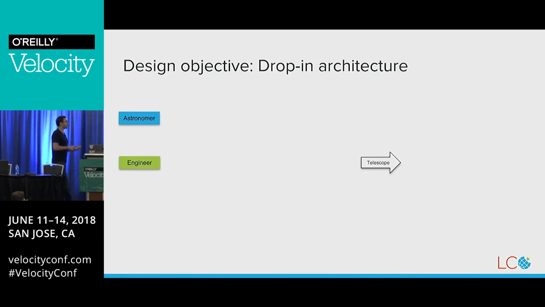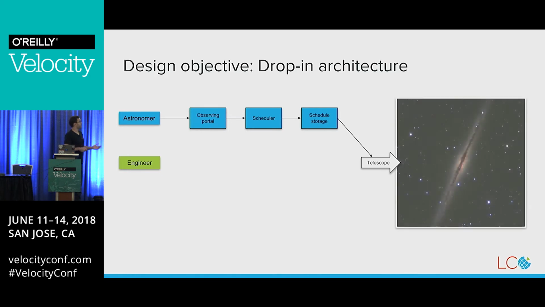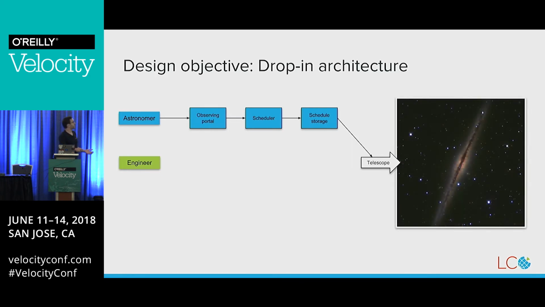Okay. Another design objective that we had was a drop-in architecture. The workflow of our existing architecture is that an astronomer goes and makes an observation. It goes through the observing portal, in through the scheduler. The schedule is stored into a database and then sent out to different locations to the telescope to actually make these observations. Again, this is very complex to go through for an average person, and it takes a bit of time.